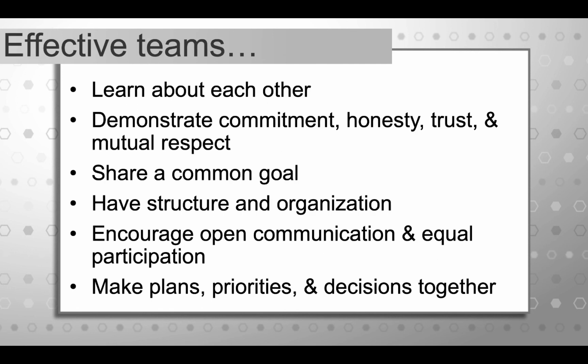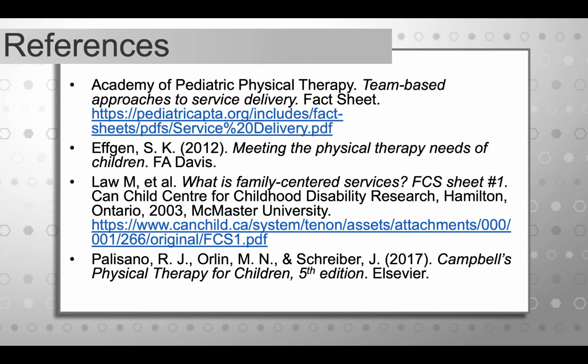And finally, effective teams learn about each other, demonstrate commitment, honesty, trust, and mutual respect, share a common goal, have structure and organization, and regular, intentional communication that's open with equal participation, and they make plans, priorities, and decisions together. If these pieces aren't in place, that collaborative teaming can fall apart. Often when models of team interaction aren't effective, it goes back to the team not having that trust and communication piece. So this is so, so critical.